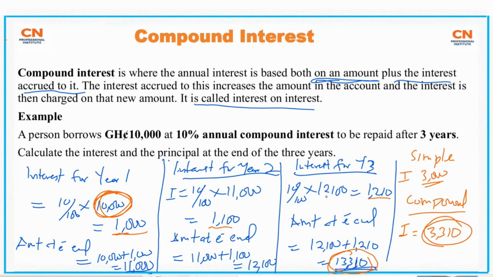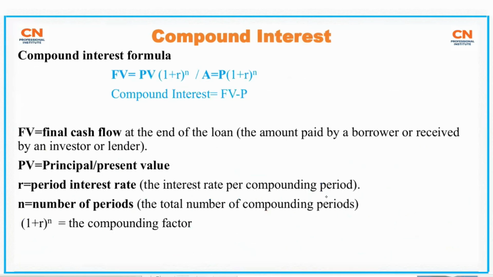This 13,310, we have a formula for calculating it. What is the formula? That's what we call the compound interest formula. So that's what we have here, the future value. The future value is equal to the present value into bracket 1 plus r raised to the power n, where this is the amount at the end of the period. In the previous example, it's just the 13,310, and this present value here is the principal.